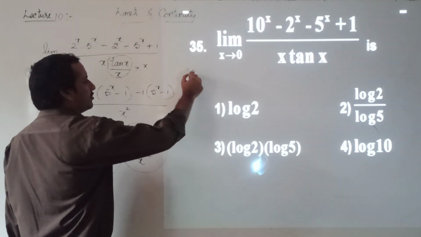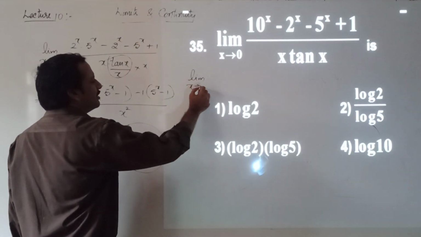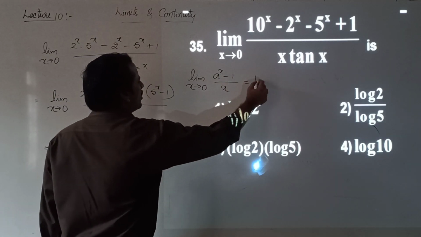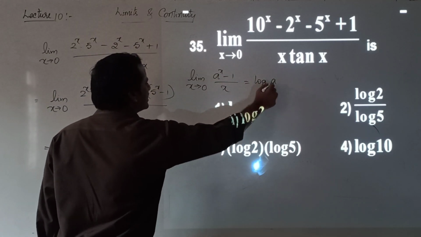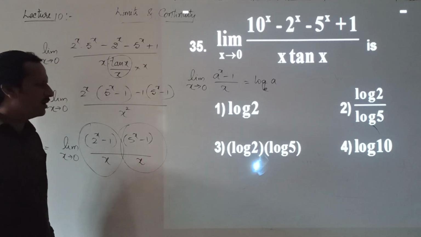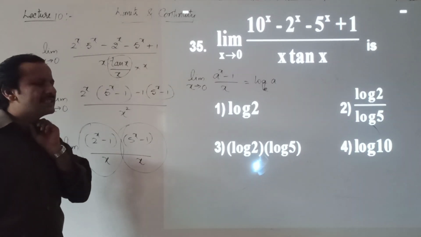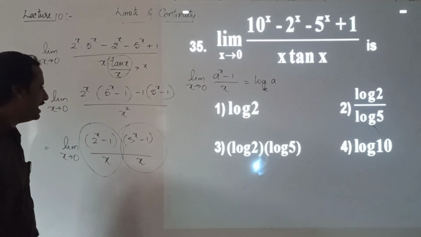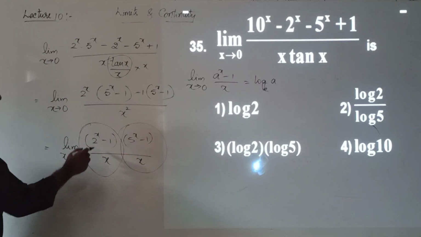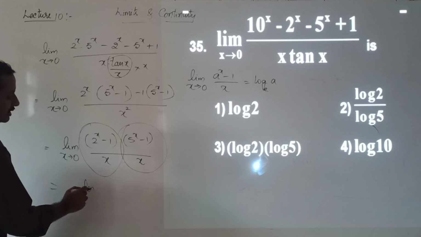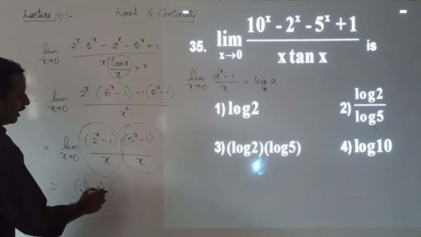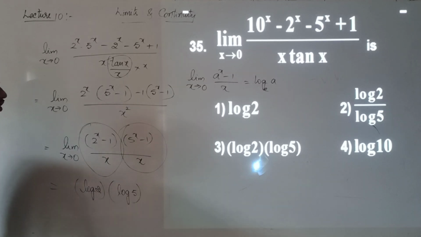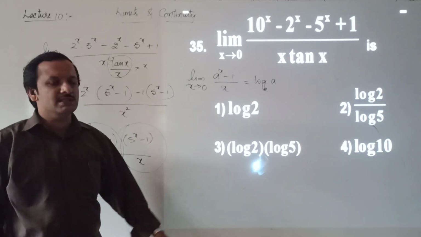Here we shall use this formula. Limit x tends to 0, (a power x minus 1) by x, that's equal to log a to the base e. Here if you don't write the base also it's okay. So limit x tends to 0, (a power x minus 1) by x is equal to log a. We know that formula, so here I am using that formula. This will become log 2 and this will become log 5. So the answer is log 2 into log 5, which is the third option.